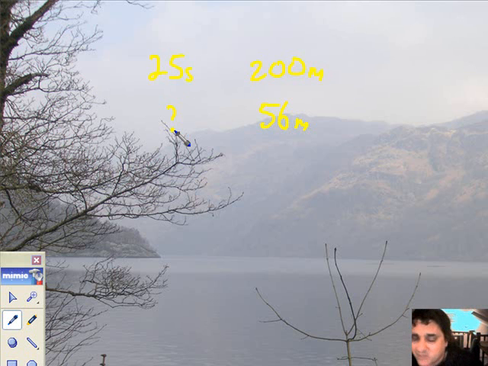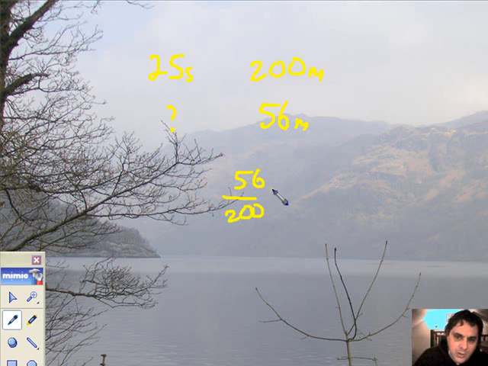It's clearly going to be less than 25 seconds. It takes 25 seconds to do 200 meters, so 56 meters going at the same pace should be a lot less seconds. Anyway, let's jump straight in. I want this fraction of the 25 seconds. Look at that, do it in one step. This fraction of 25 will give me the time it takes Helen to do the 56 meter race.